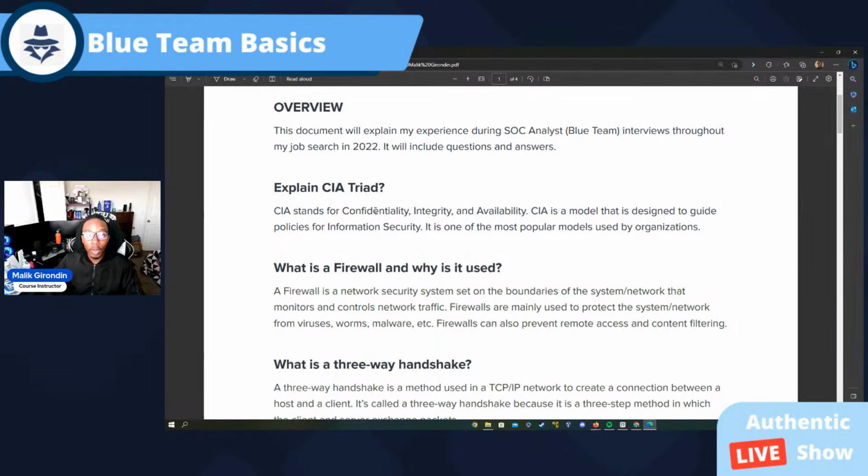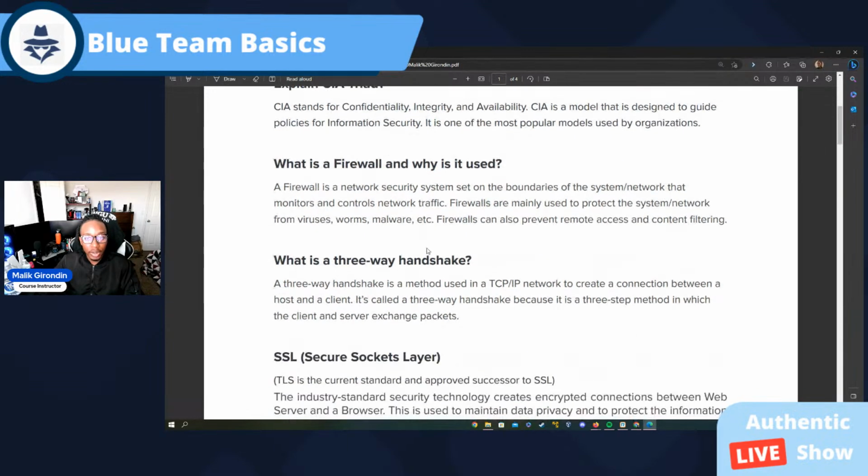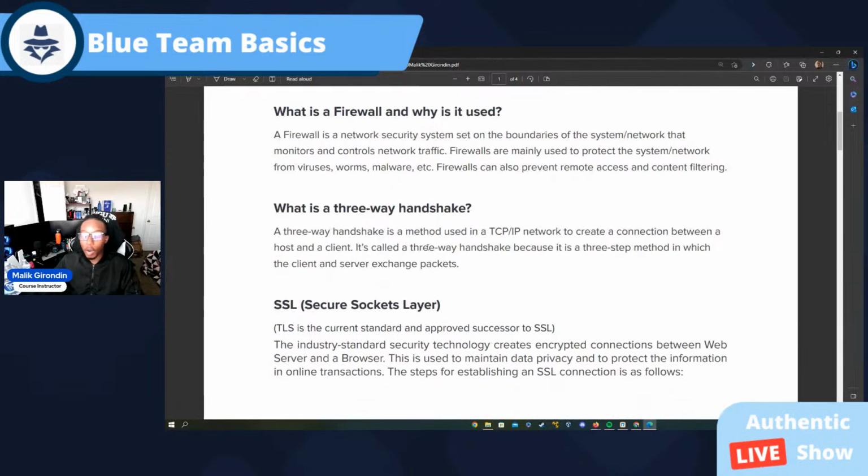Is there the network down? Do I lack credentials? Can I even receive this file, this information? All right. So that's very important. CIA triad. What is a firewall, guys?